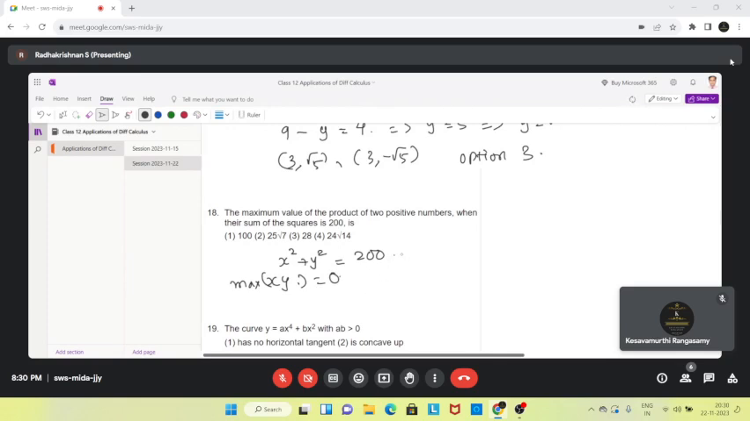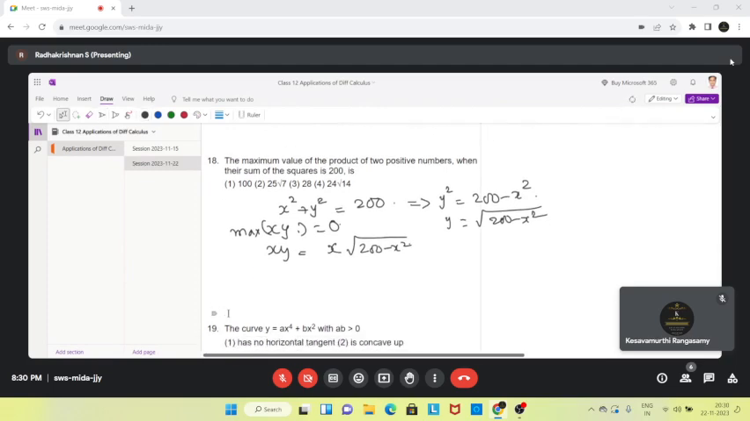Now we can write it in one variable. So y square equals 200 minus x square, or y equals square root of 200 minus x square. So xy we can write as x into square root of 200 minus x square. So this is the function of x. We got it in one variable now. That is your f of x. Now we differentiate this.